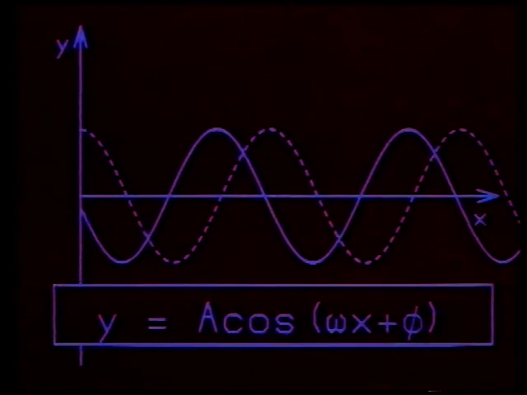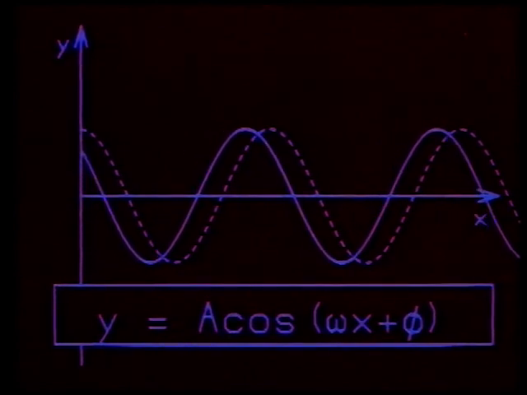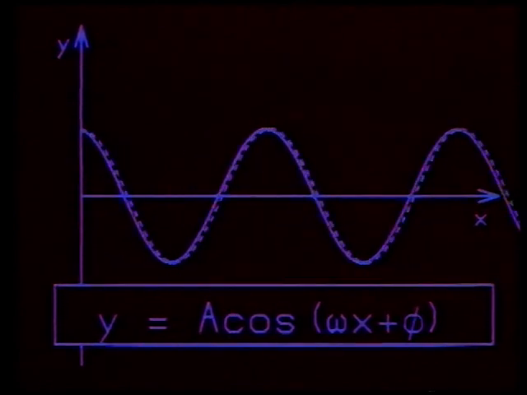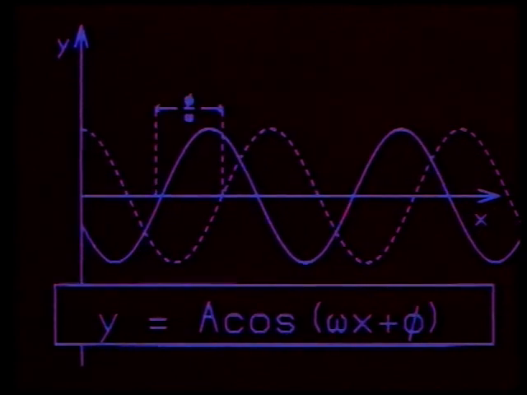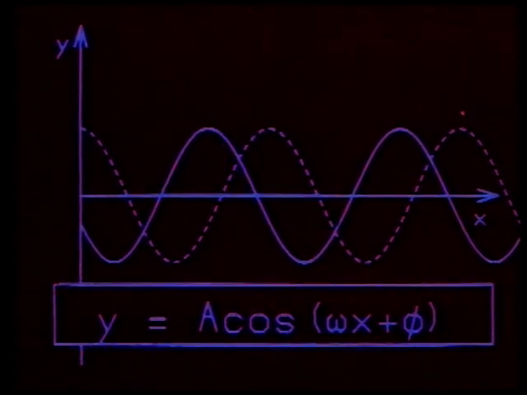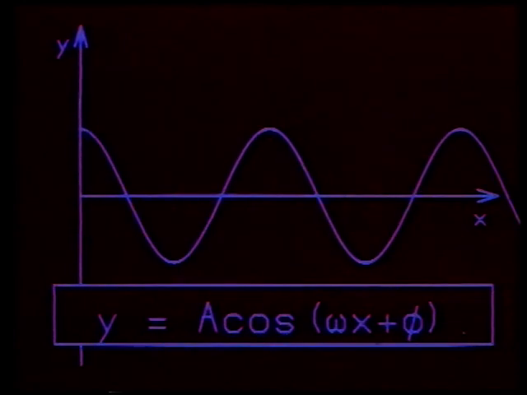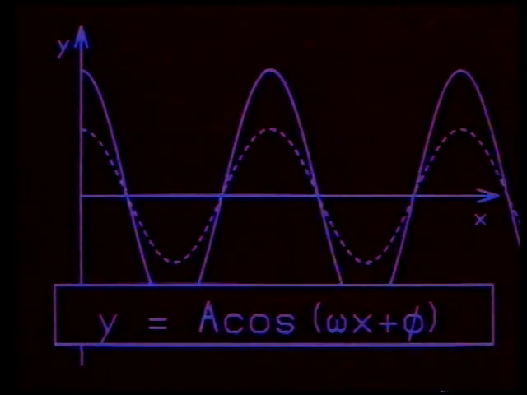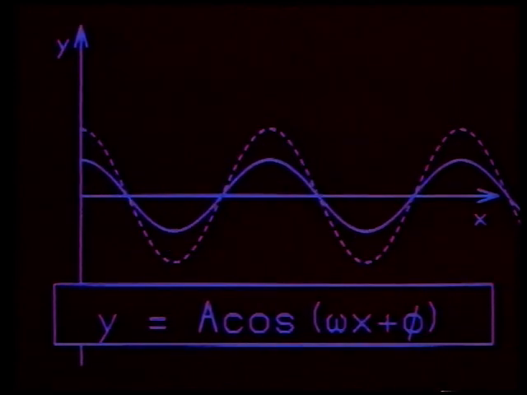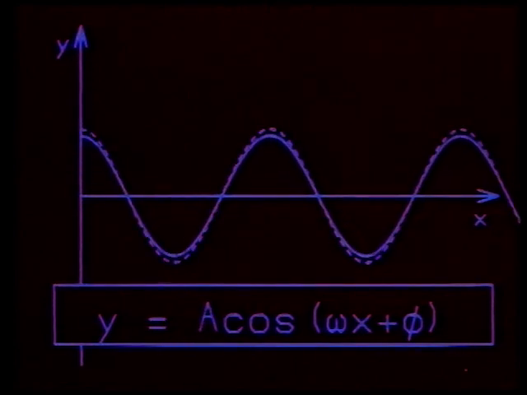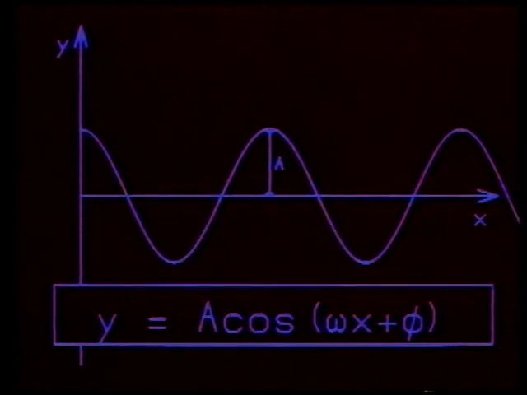The dotted cosine curve has zero phase. The solid curve is shifted in the x direction. The amount of shift is phi divided by omega, so it depends on the phase. What about A? Let's vary A. Large A, small A. A is the amplitude of the oscillation.